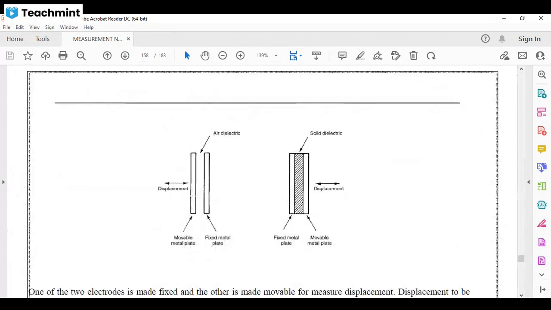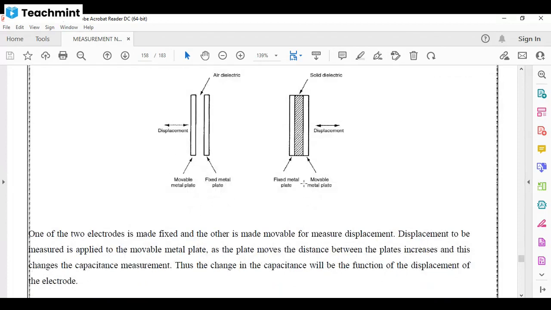Now this is our two-plate arrangement. One is a fixed plate, both are metal, and the other is movable, and this is our displacement. Between these two plates there is an air dielectric. In another picture you see here, one is a fixed metal plate, another is a movable plate, and this is our displacement. The dielectric medium is a solid, acting here as the dielectric medium.